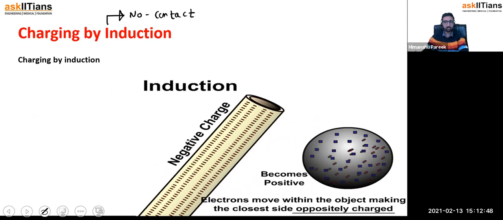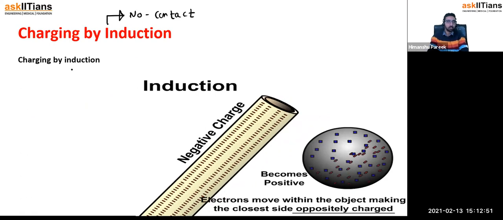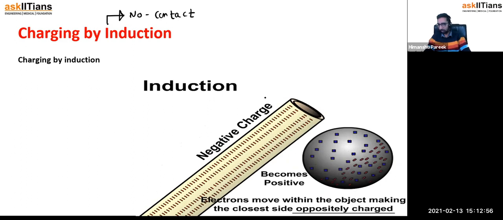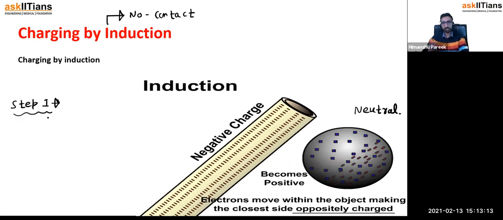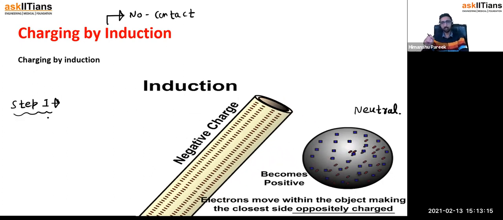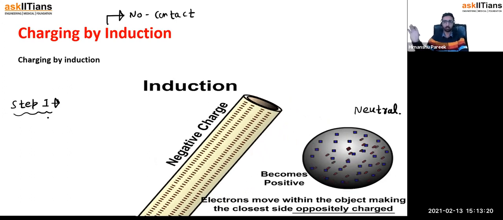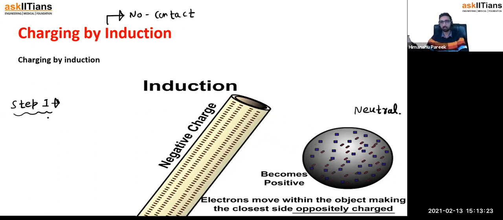Now what happens in the case of the method by induction? When we charge the body by induction, again I'll bring the negatively charged body, or you can bring a positively charged rod also. That is your choice, what charge you want to make on the neutral body. And this is the neutral one. So step number one. You bring the negatively charged body near the neutral body. You don't have to touch it. You just have to bring it near.